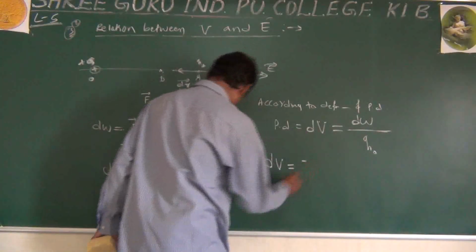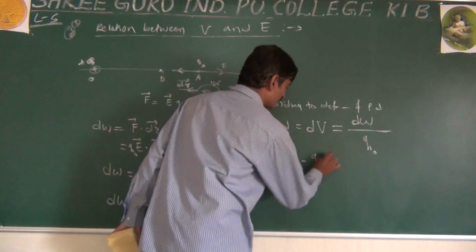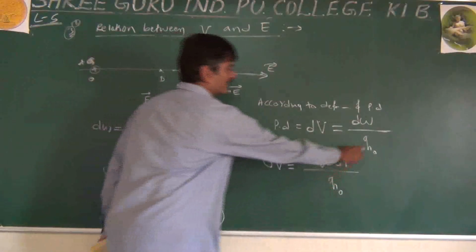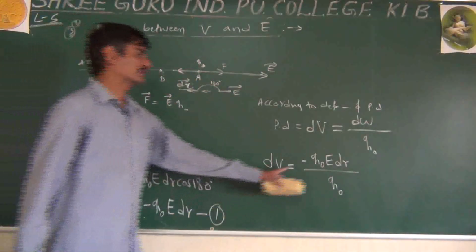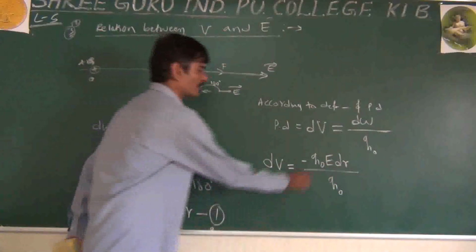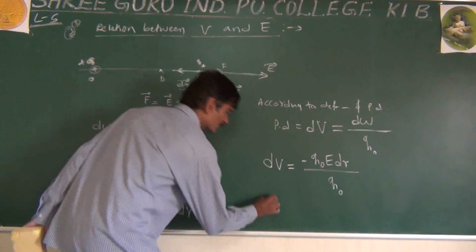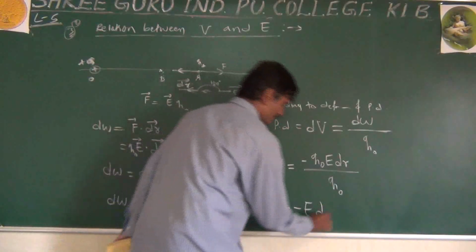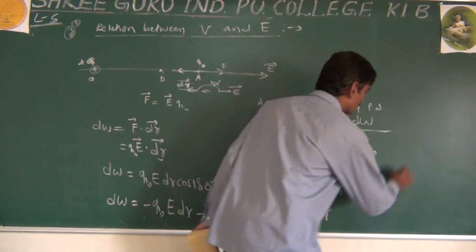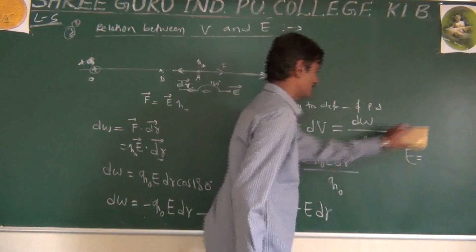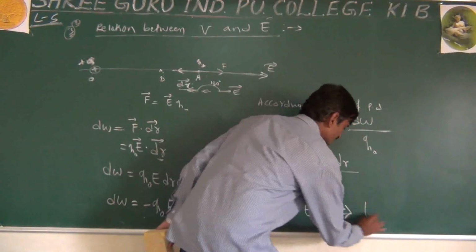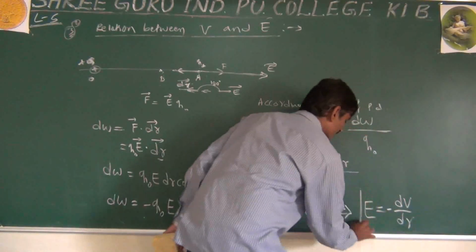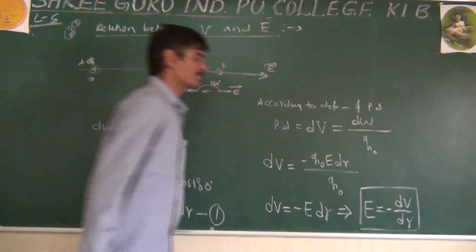So dV is equal to minus Q naught E dr divided by Q naught. Q naught cancels. So dV is equal to minus E dr, or you can write E is equal to minus dV divided by dr.